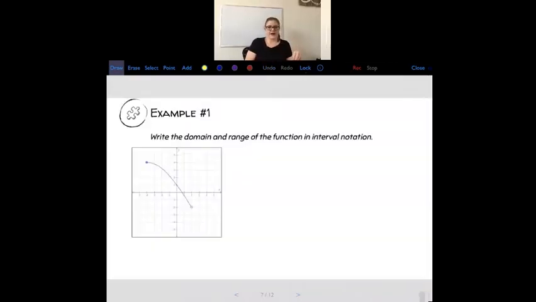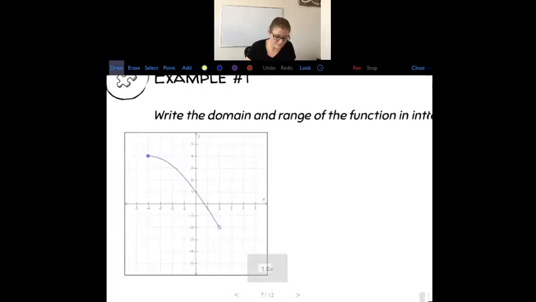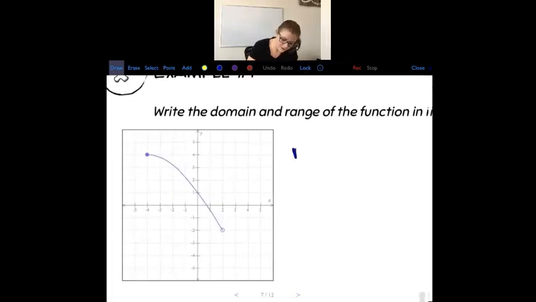So when you're given a graph, you'll be asked to write the domain and range of the function in interval notation. Okay, and that's where smallest to biggest also comes in. So I'm going to zoom in. Our domain is the x value. So this is the leftmost x value, and here's the rightmost x value.